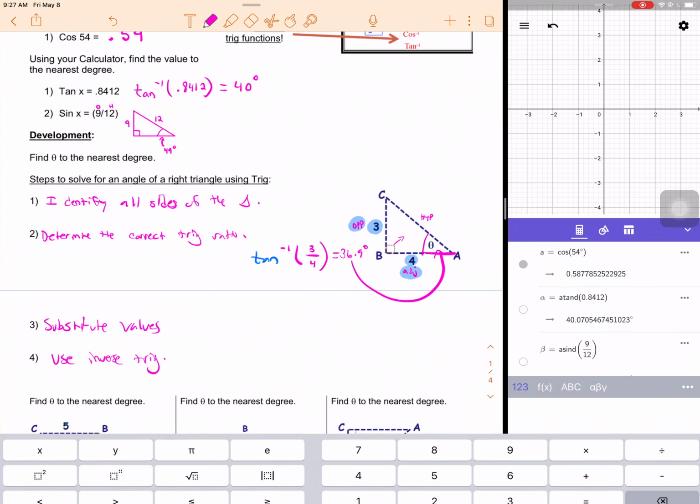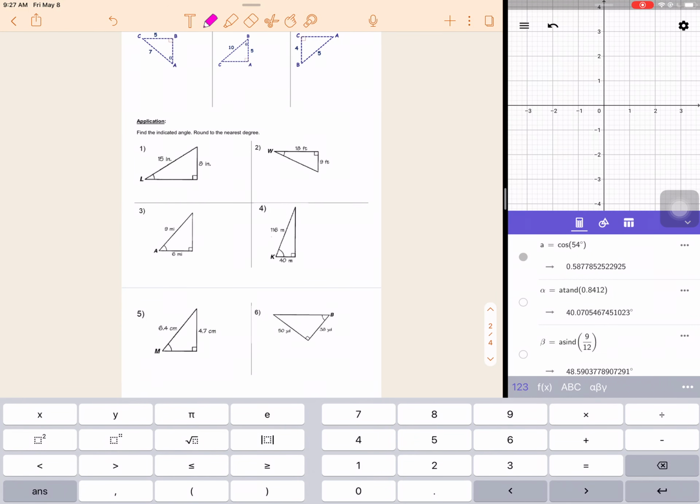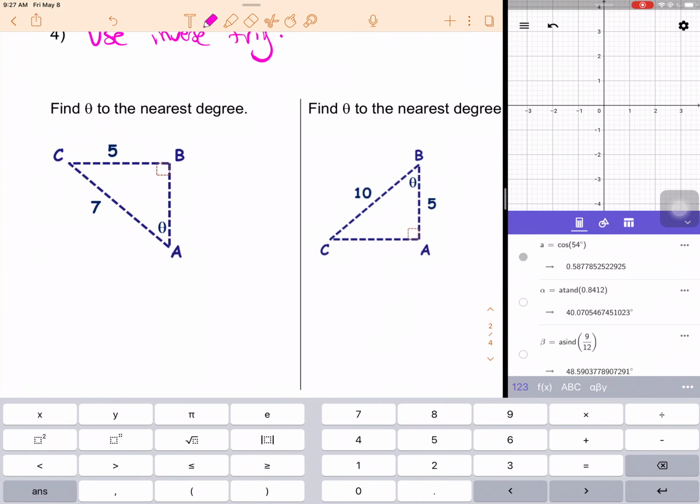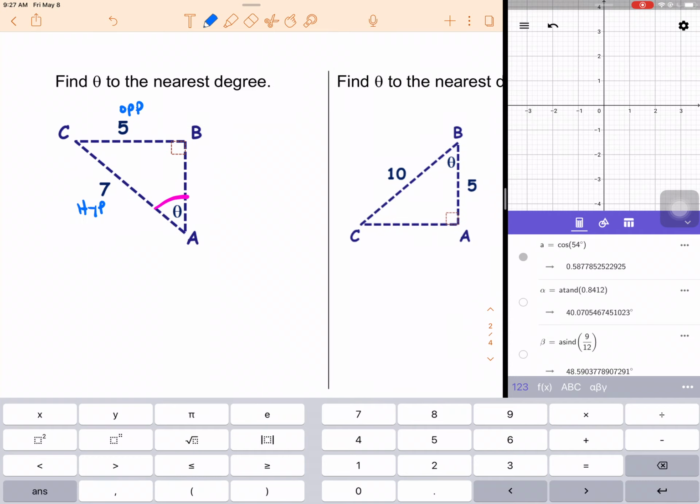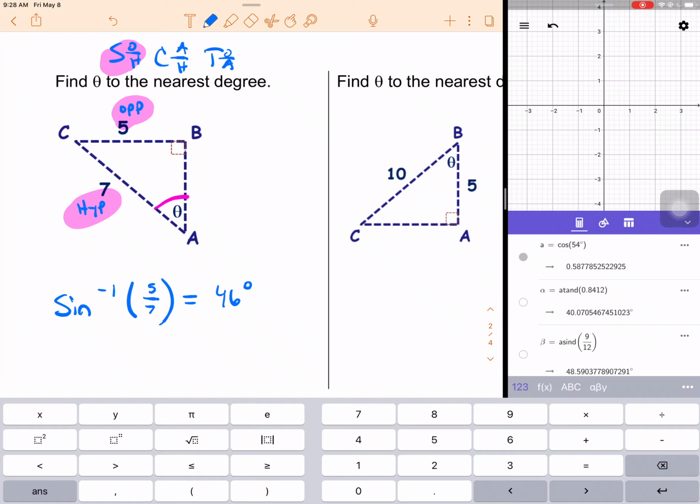All right, so let's do some practice, and then I'll let you guys finish the bottom. So find to the nearest degree theta. So here's theta. Now, first step, label the sides. 5 is opposite, 7 is hypotenuse. Step 2, determine the correct trig ratio. Opposite, hypotenuse, sine. So sine inverse, since I'm looking for the angle, of 5 over 7. Enter it into the calculator. It says to the nearest degree, you will get 46 degrees.